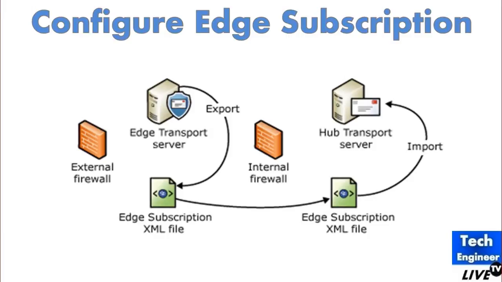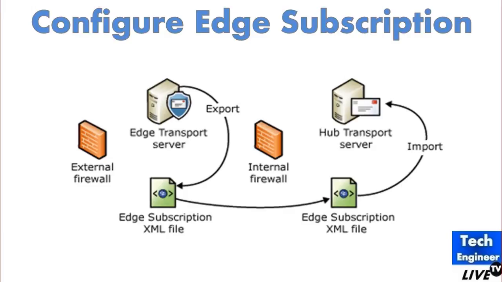The edge transport server will sit in the middle, between the internet and the hub transport server. In that case, you have to generate one edge subscription XML file, and that file will be imported to the hub transport server. So it will bypass your mail flow towards the edge transport server and then to the internet. So this will be required, and that's why the exclusions and firewalls are needed, because the firewalls are required as a part of the hub transport server, between the internet and the hub transport server.